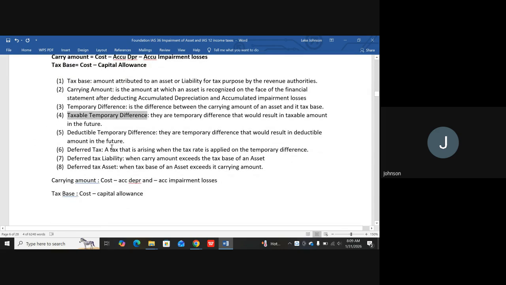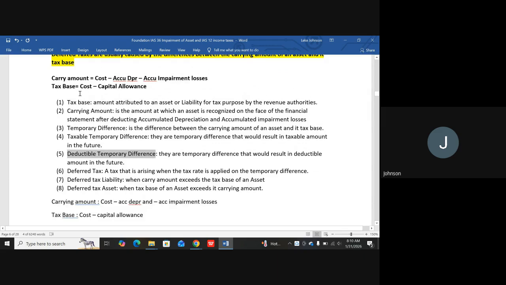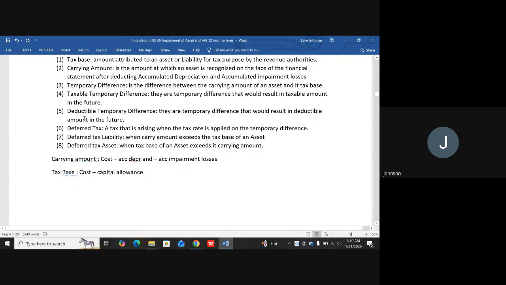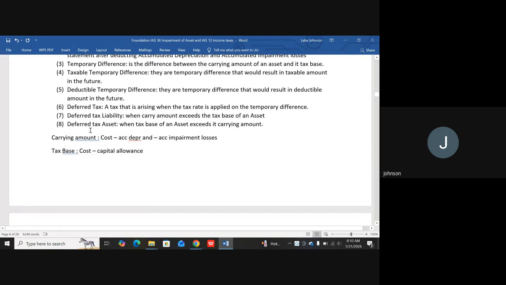Number two, we talk about deductible temporary difference. So when do we encounter a deductible temporary difference? Deductible temporary differences are encountered when your tax base is actually higher than the carrying amount. So when the tax base is higher than the carrying amount, what you're going to have is what we'll call the deductible temporary difference.